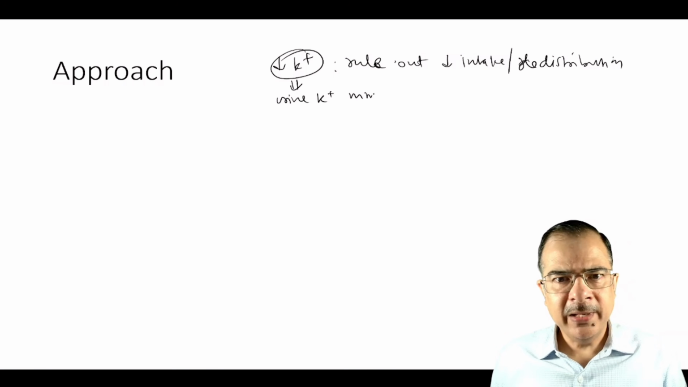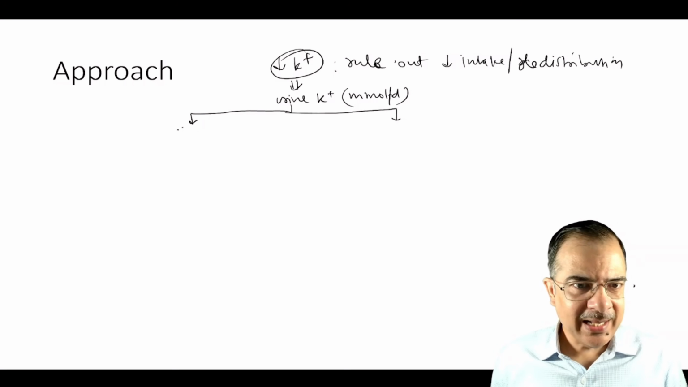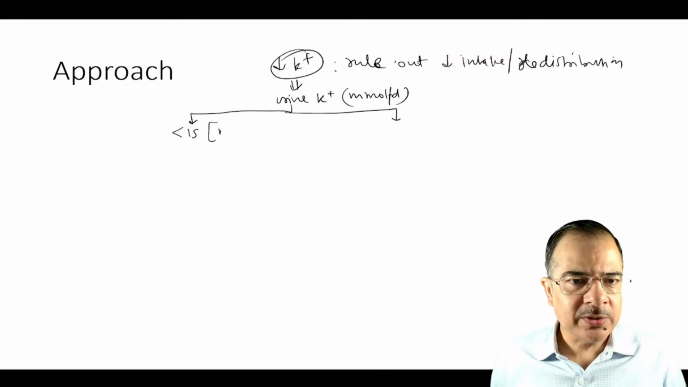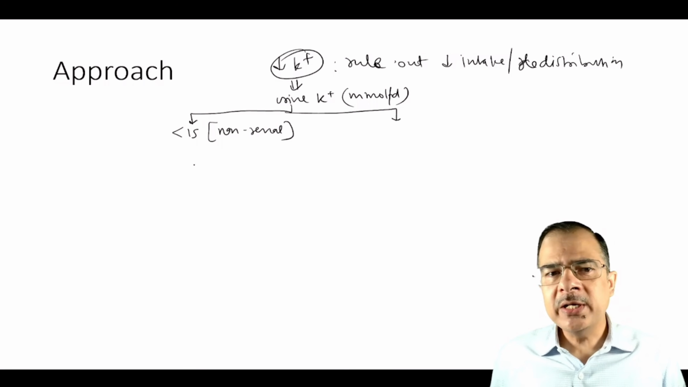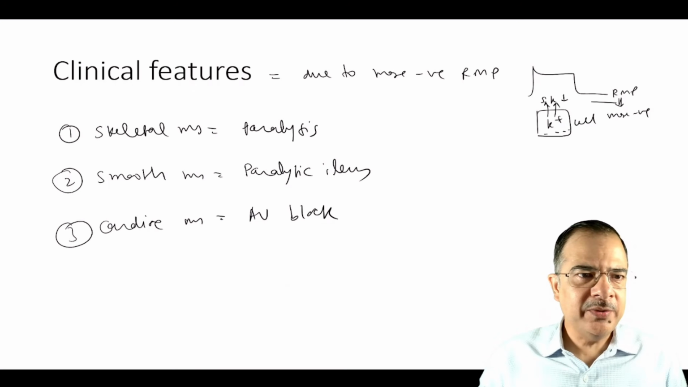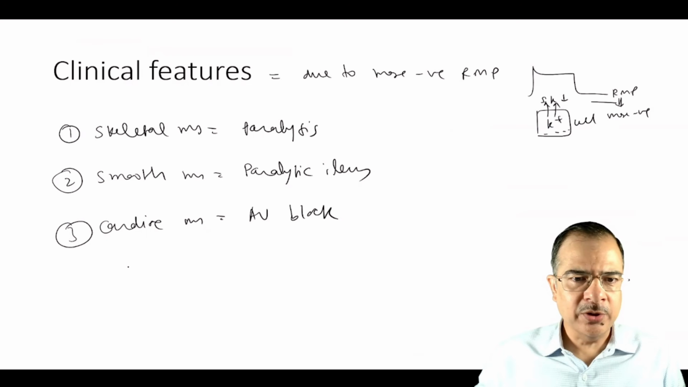Urine potassium will be measured in millimoles per day. So two results: if urine potassium is less than 15, it is going less, so it is a non-renal cause of potassium loss. So what are the non-renal causes of potassium loss? You can see in this diagram. Non-renal causes: vomiting, diarrhea, skin, sweating. So these are the non-renal causes.